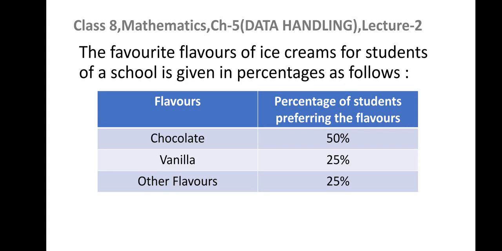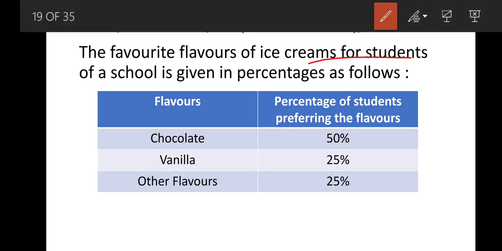Here I have taken a table which shows the favorite flavors of ice cream for the students of a school, and it is given to us in percentage form. Like flavors, I have taken chocolate, vanilla and other flavors, and the percentage of students preferring the flavors are 50% for those who like chocolate, 25% vanilla, and other flavors also 25%. So I will be telling you how to make a pie chart for this data.